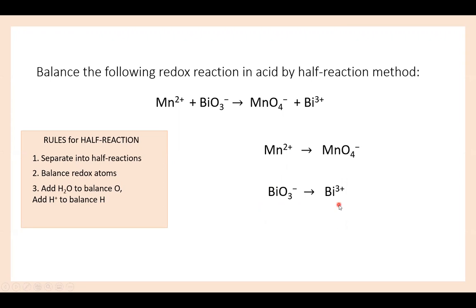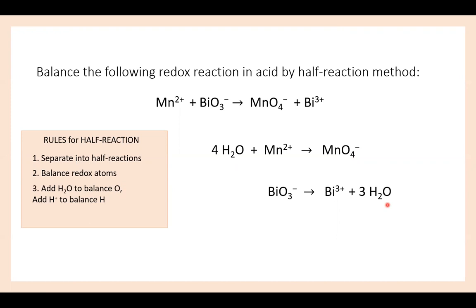We then balance by adding water to account for the number of oxygens. Since we have 4 oxygen in the first half reaction, we add 4 water. In the second half reaction, we have 3 oxygen, so we add 3 waters.